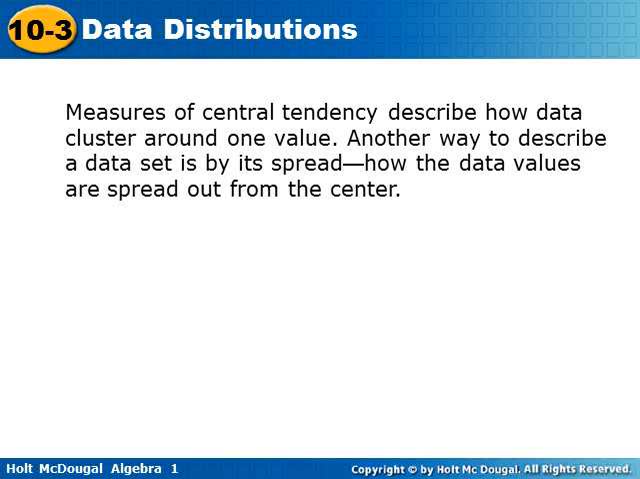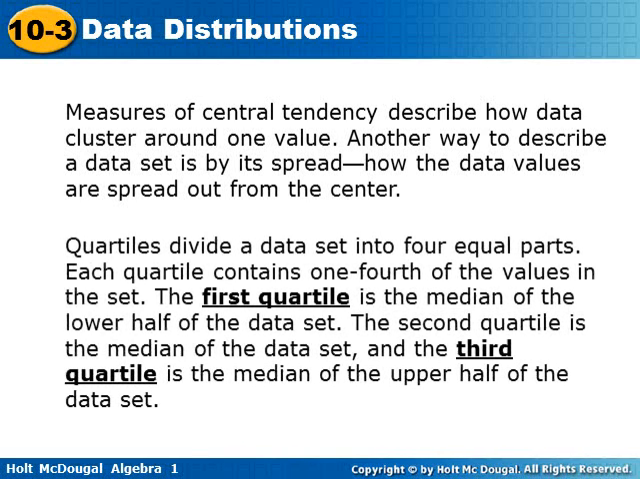Another way to describe a data set is by its spread, how the data values are spread out from the center. Quartiles divide a data set into 4 equal parts. Each quartile contains 1/4 of the values in the set.